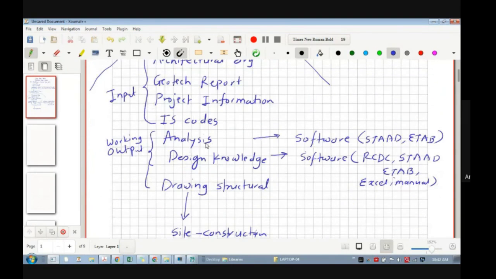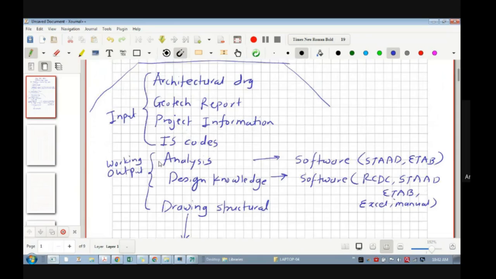So the first part of the structural engineer is whatever information he gets from all the people, architects, geotechnical engineers, or clients. This project information we get from the clients, and IS codes, whatever he has learned. So every piece of information he needs to compile together first. Because if he wants to do the analysis in the software, without this information he cannot do anything. Without inputs, he cannot do the analysis in the software, and without inputs, he cannot do the design in the software. And without input, he cannot prepare the drawings. So that input is very important.